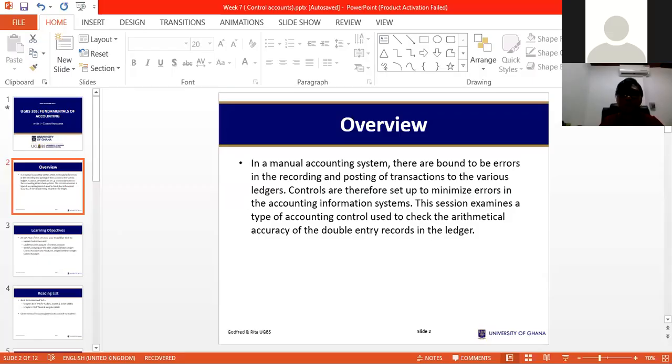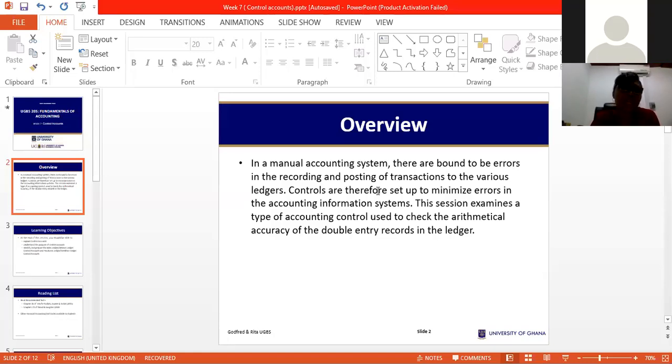That in the course of recording, you would realize that even for what the group has done, though everybody is arriving at the same balance, some people are giving different figures for some of the accounts. And so in a very typical manual accounting system, there are bound to be errors in the recording and posting. Okay, I don't have both questions. And so that is why I didn't make any comments about it.